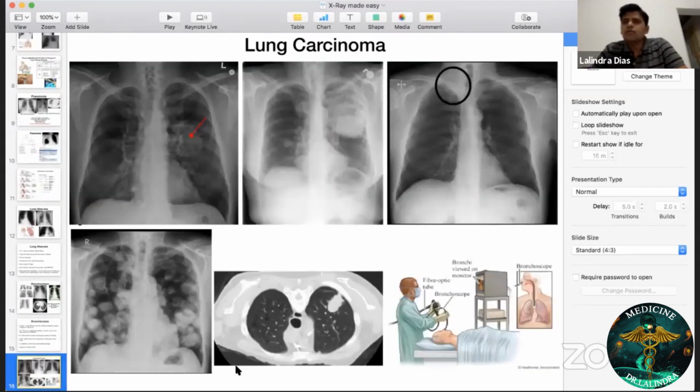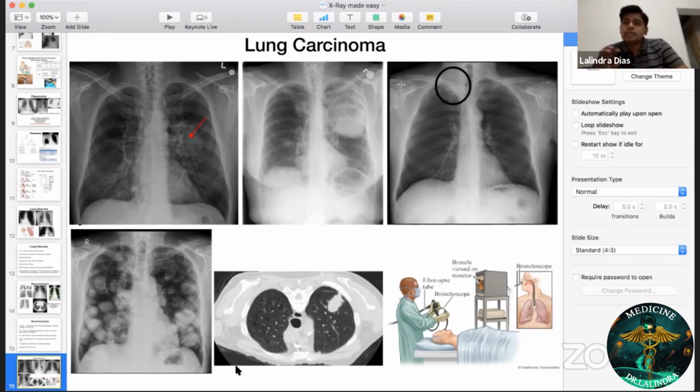Right. Now we come to, so we have discussed infections, we have discussed pneumothorax. Now we are moving on to cancers of the lung, lung carcinoma, right?